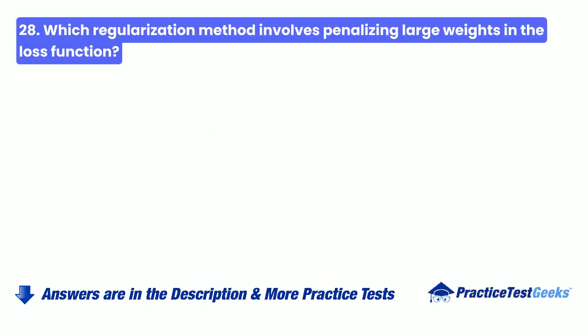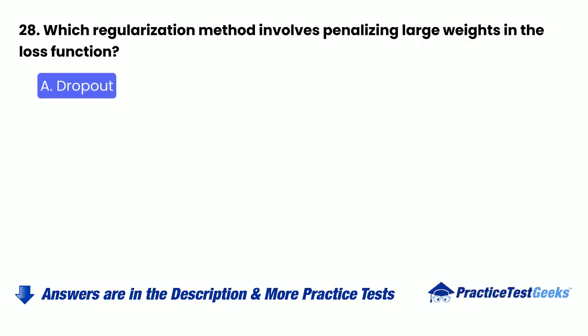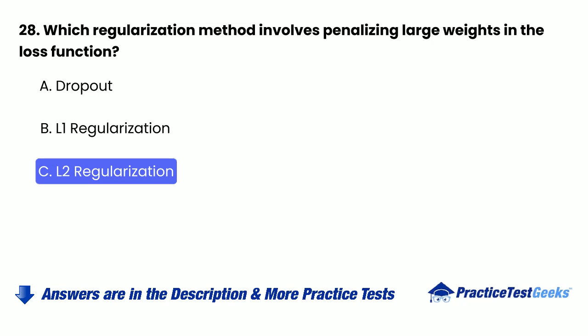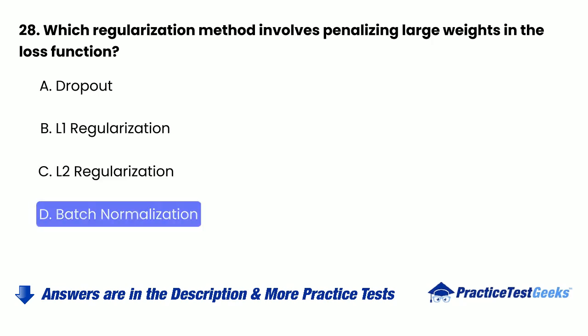28. Which regularization method involves penalizing large weights in the loss function? A. Dropout. B. L1 regularization. C. L2 regularization. D. Batch normalization.